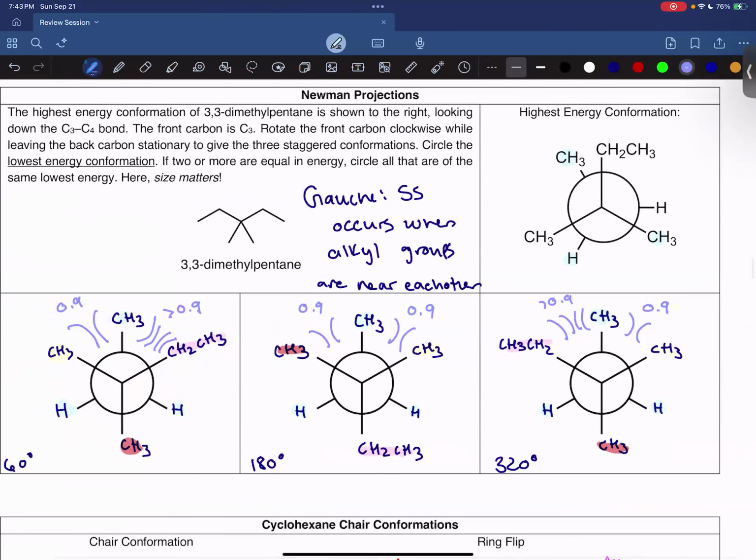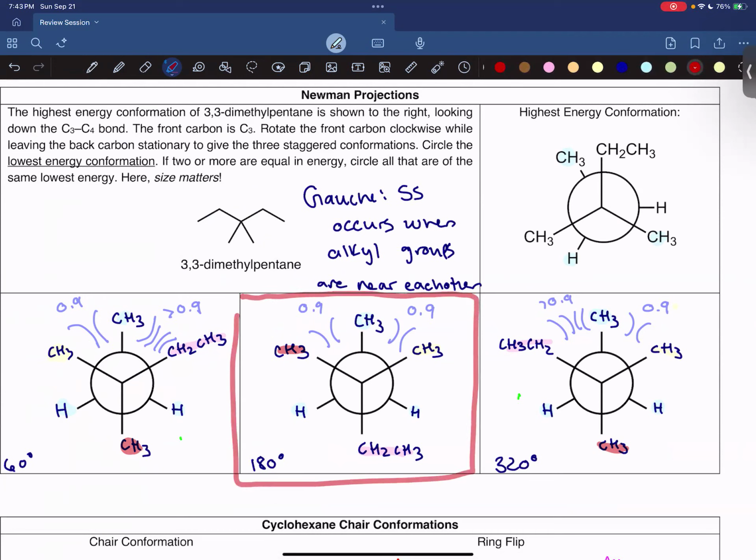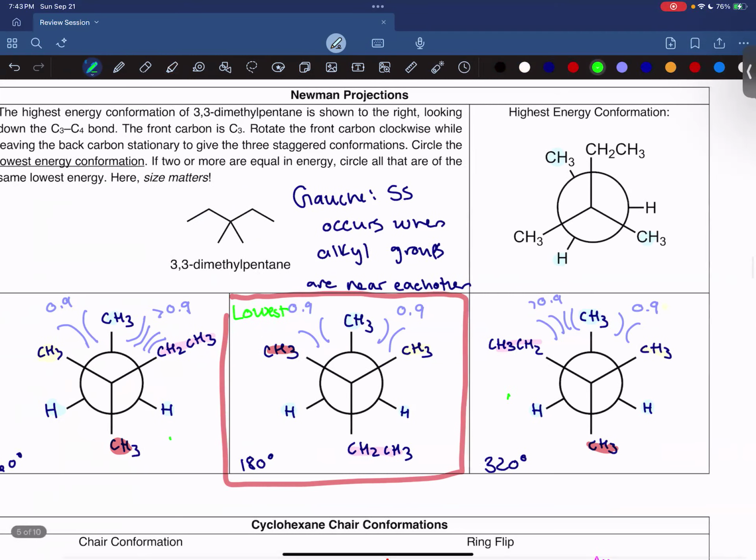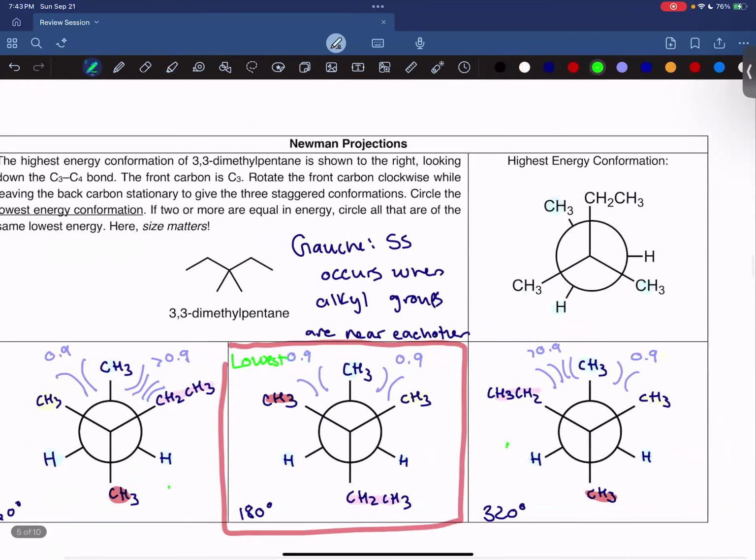So when we look at this, these two are about the same amount of bad, right? The one with the least amount of energy is going to have the least amount of ghost strain. And so it is going to be this one. And right here, this is the highest because it's eclipsed.